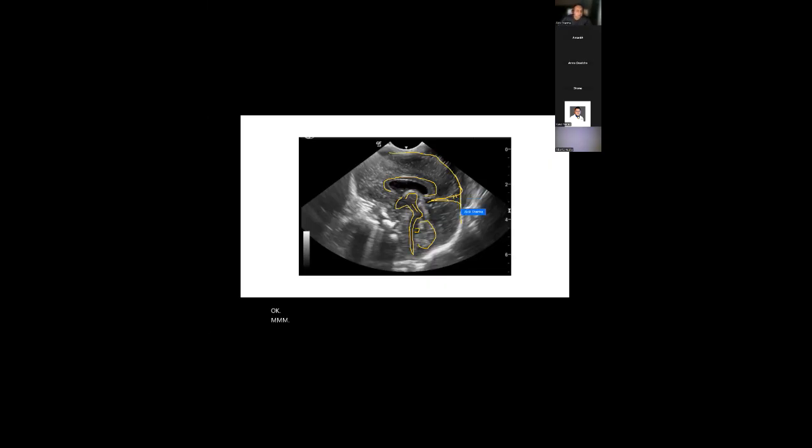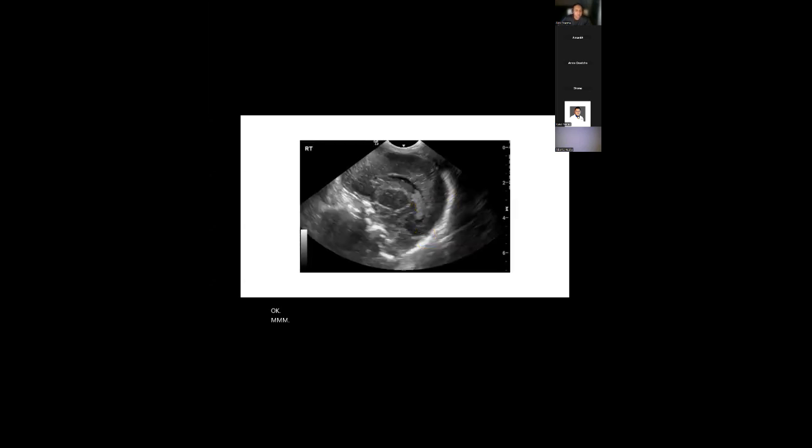It's a brilliant image. Well done. And this is the right side. I tried to get the whole C, but this is the best I could do.